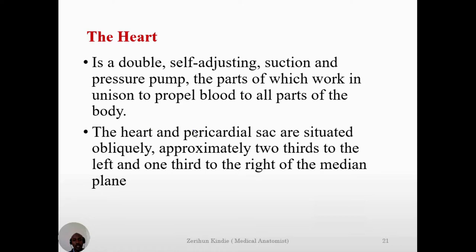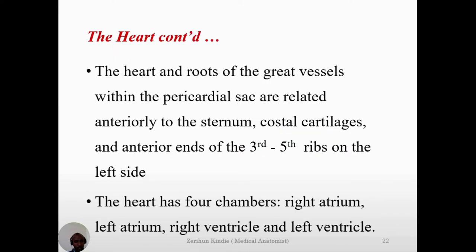The heart and the pericardial sac are situated obliquely. They are found in an oblique position. Approximately two-thirds of the heart is found on the left side, and one-third of the heart is found on the right of the median plane. So this is the normal anatomical position of the heart.